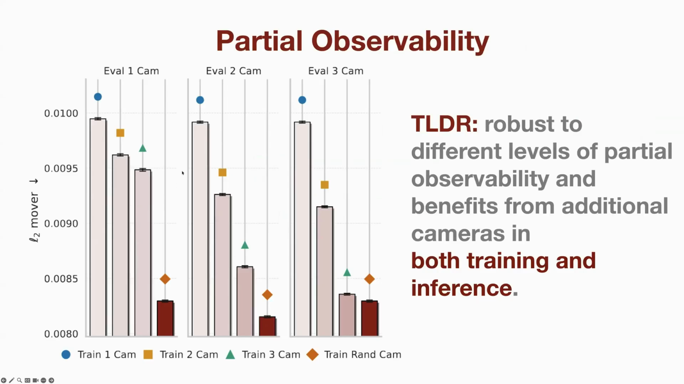And so we want to plot this 2D matrix. The other axis that we want to see is, in the evaluation setting, what if we fix to one camera, fix to two cameras, or fix to three cameras? So we evaluate all of these models in all of these setups.